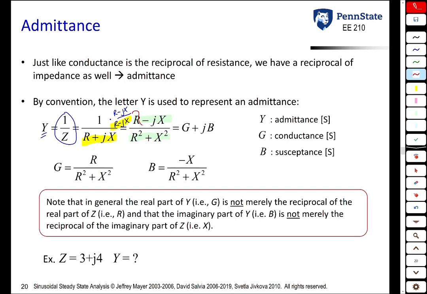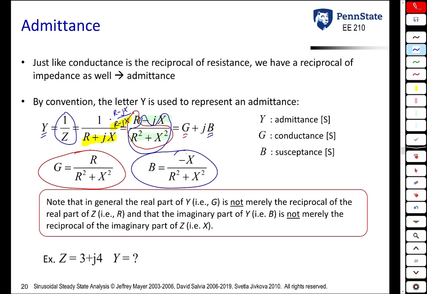So the real part of this admittance is R over R squared plus X squared. We call that the conductance. So G is R over R squared plus X squared. Likewise, the imaginary part, which is the argument of the J term, is going to be minus X over R squared plus X squared. We're going to call that the susceptance, or the B term.